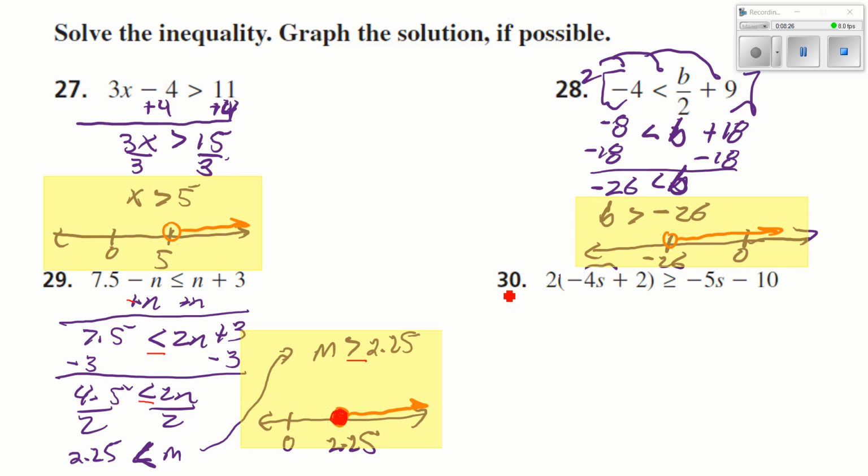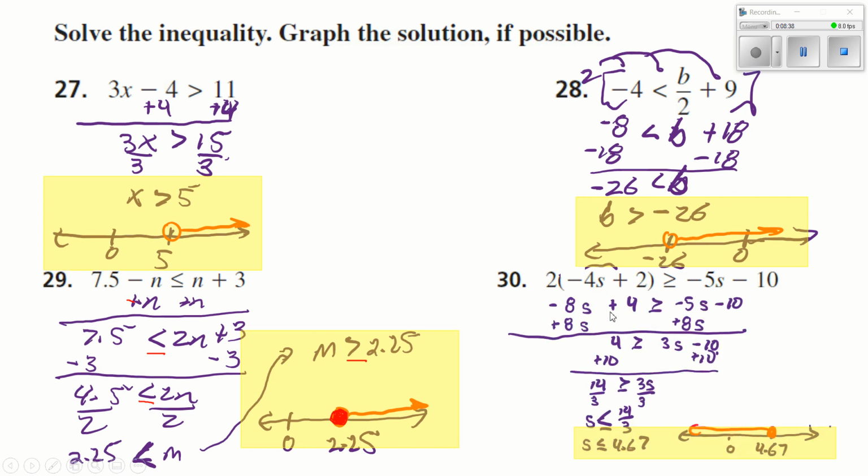Let's go on to number 30 now. For number 30, we're going to distribute properties first, which means we're going to take this number in front and multiply it to all the numbers in there. When I do, I should have negative 8s plus 4 is greater than or equal to negative 5s minus 10. First, I'm going to combine my variables.